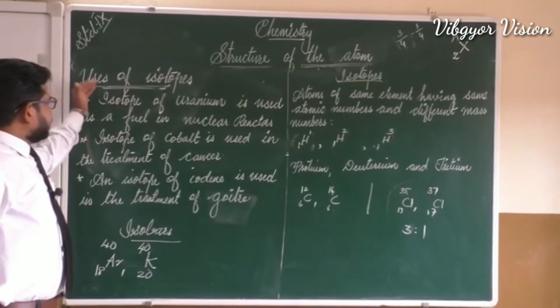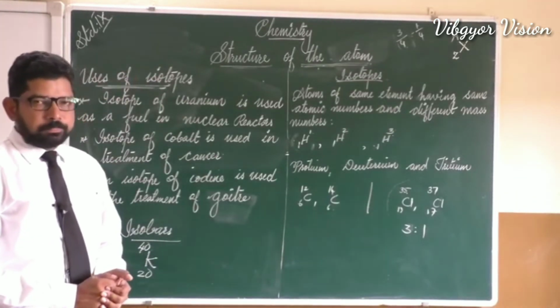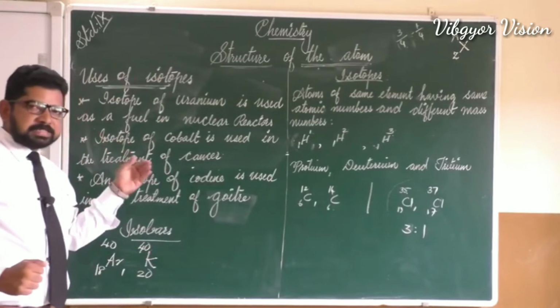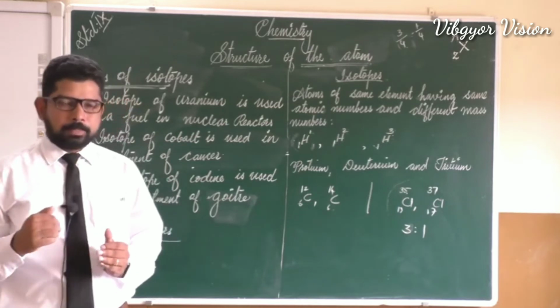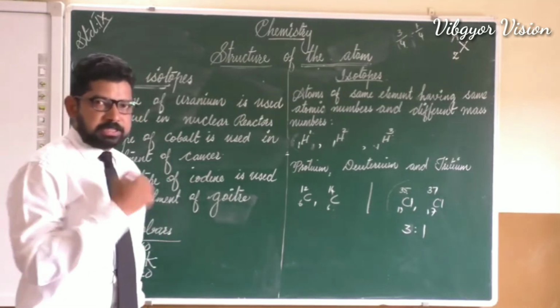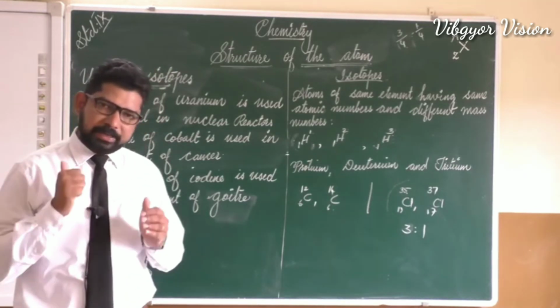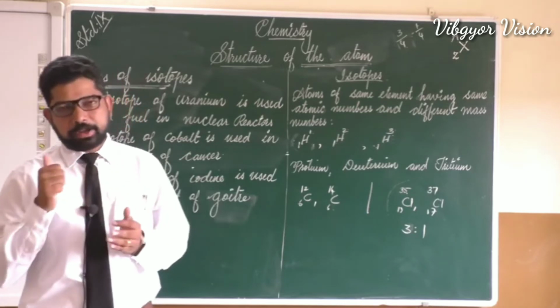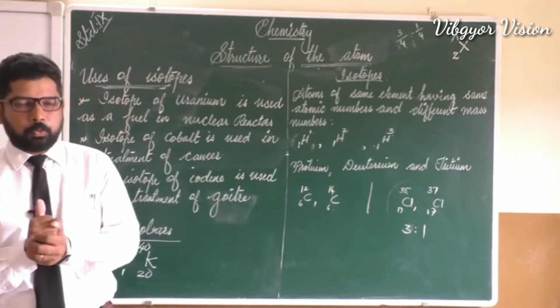Now let's learn the uses of isotopes. Before learning the uses of isotopes, can you say what is the reason for the existence of isotopes? Which subatomic particle of the atom is responsible for the existence of isotopes? Yes, it is due to the difference in the number of neutrons.